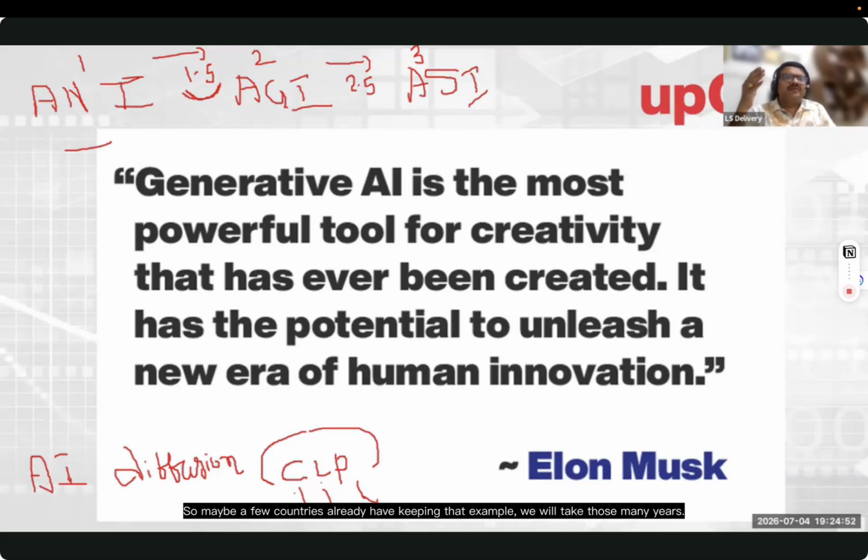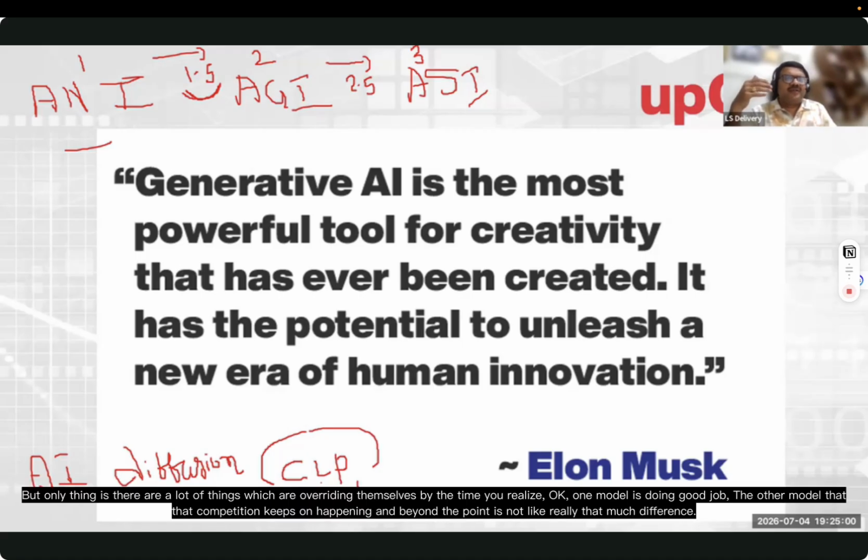Keeping that example, will Gen AI take that many years? No. Agentic AI and Gen AI are much more fast-paced now in terms of adoption. But a lot of things are overriding themselves. By the time you realize one model is doing a good job, the other model comes, that competition keeps happening, and beyond a point it's not really that much of a difference.